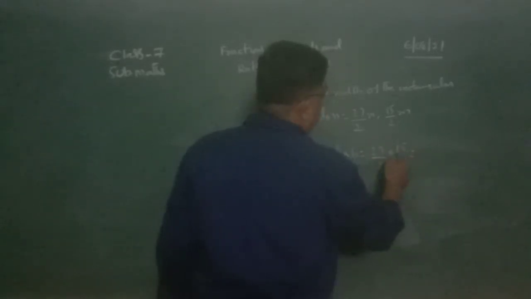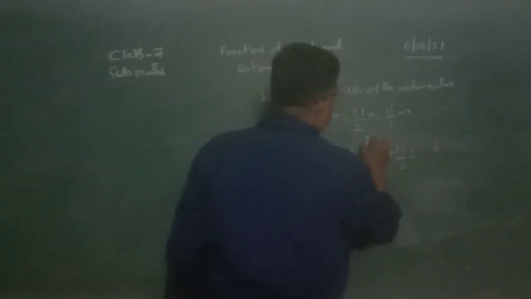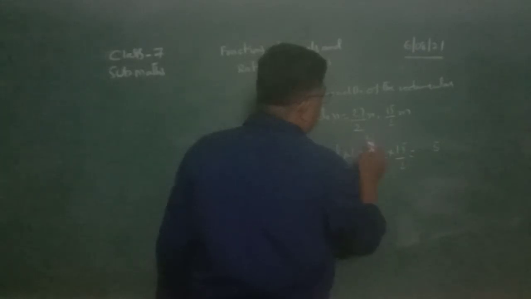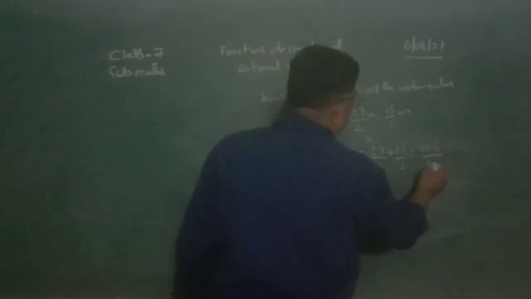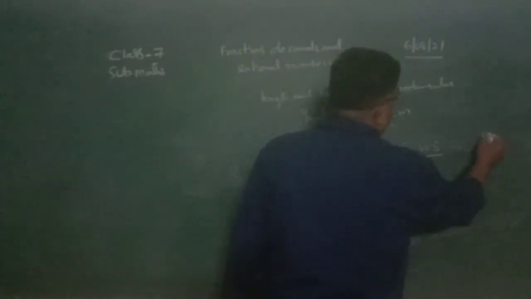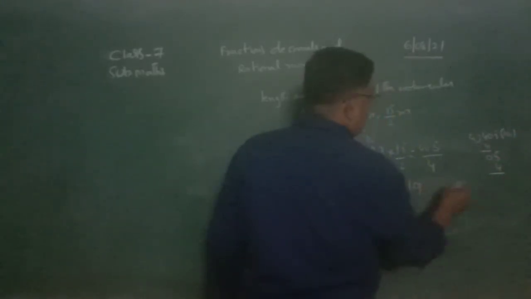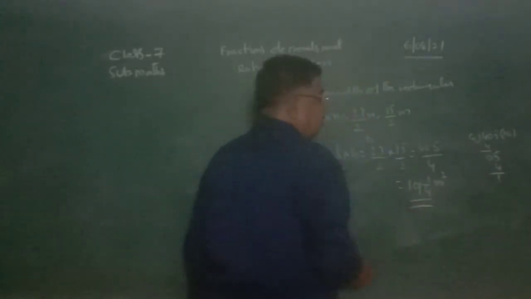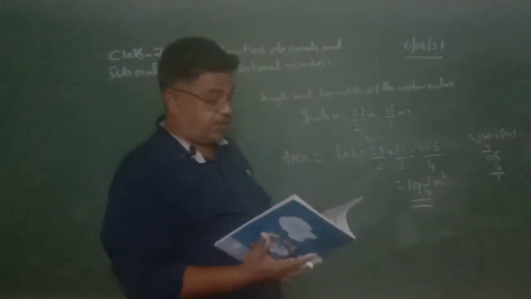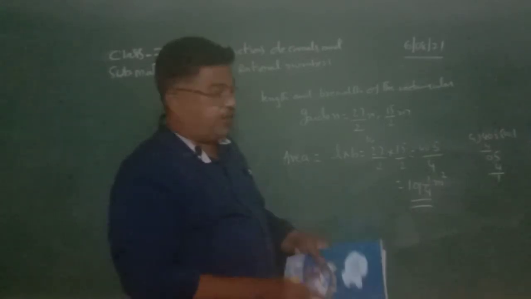No cancellation possible. 15 sevens 105, 15 twos 30, 30 plus 10 is 40, 405 by 4. You can divide 405 with 4, 4 ones 4, 0, keep 0 here, bring down 5, 4 ones 4, which is equal to 101 1 by 4 meter square. Area is represented in square units, which is meter square. Last problem for today's class.